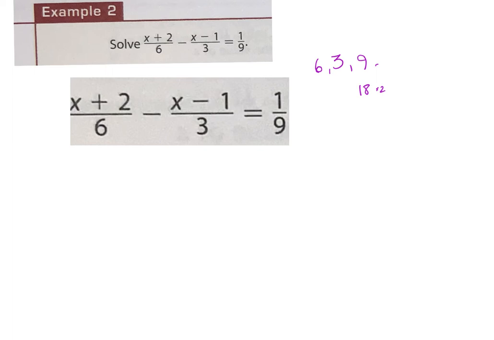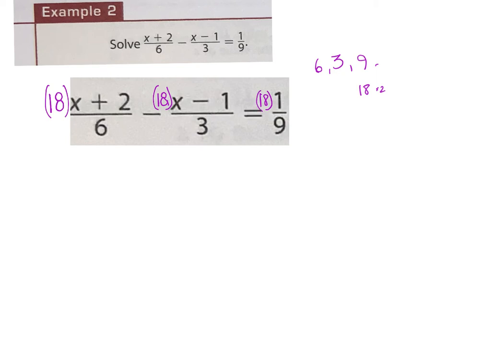Yes, all three of them go into 18. That is my least common multiple. So I am going to take all of these and multiply by 18. I'm going to multiply this one by 18. I'm going to multiply this one by 18. And I'm going to multiply this one by 18.